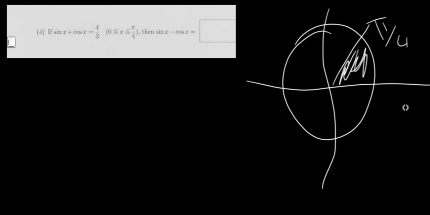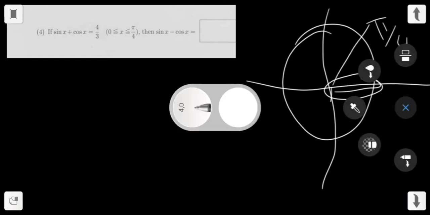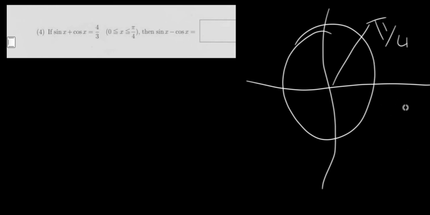So sine of x minus cosine of x, if x was pi divided by 4, then it would be 0, right? Because sine of x and cosine of x would be the same. And if it was any other value, then sine of x minus cosine of x would be a negative number, because the cosine part is bigger than the sine part. So this is what we need to look for. And now let's go to the algebra.